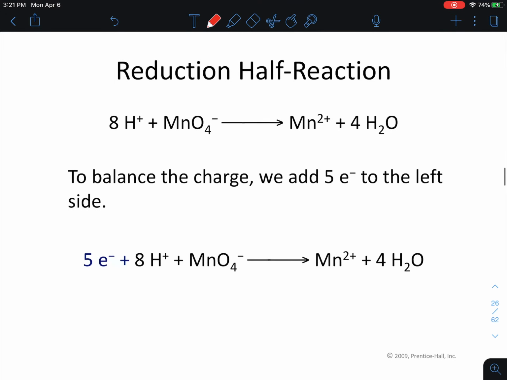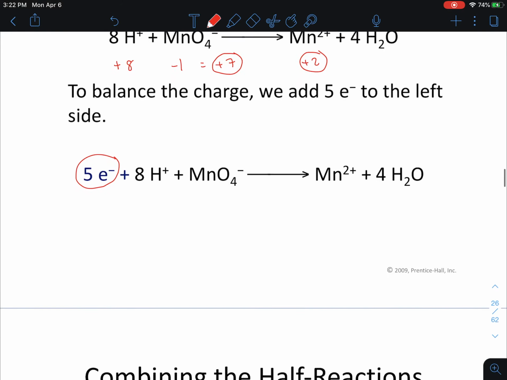So lastly here, now that it's atomically balanced in this half reaction, we need to figure out the electron balance. Following our plan from before, we've got +8 and -1 on the left side, so that's +7 overall. And on the right side, all I've got is manganese 2+, so +7 on the left, +2 on the right. That tells me to add 5 electrons to the left side.